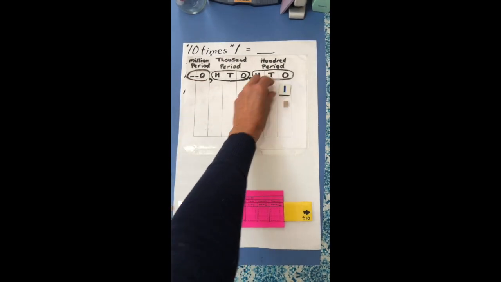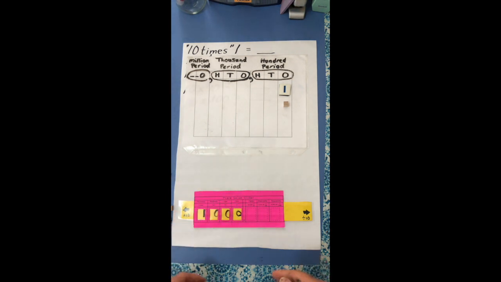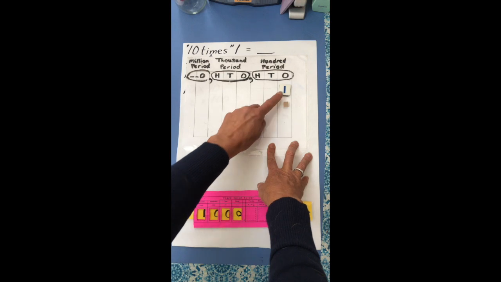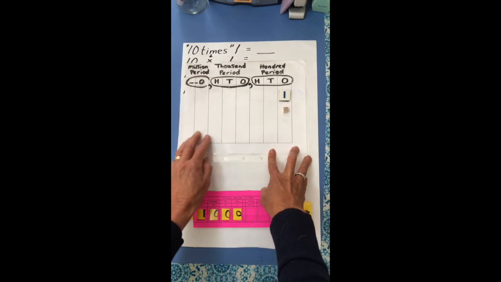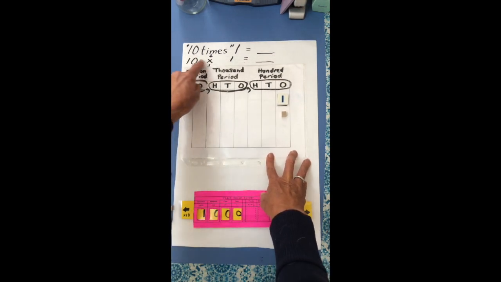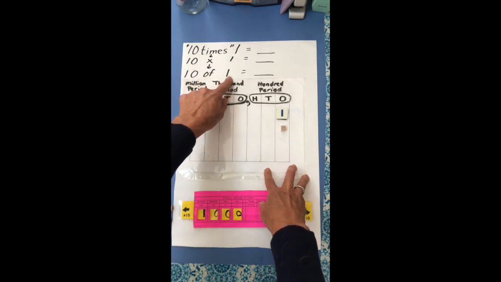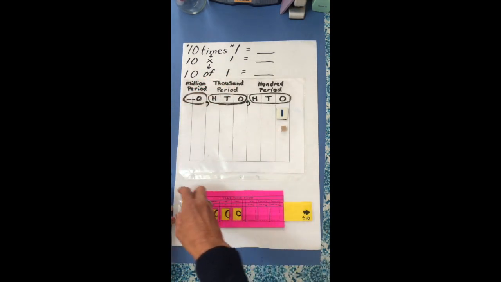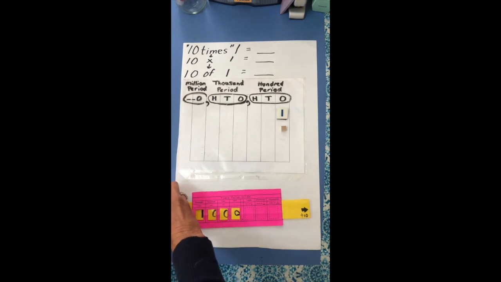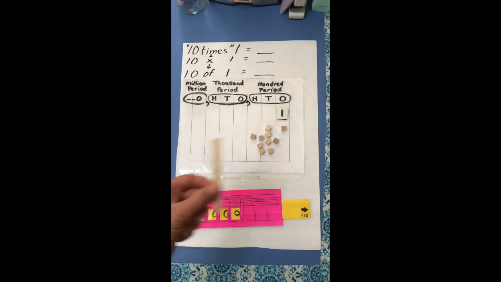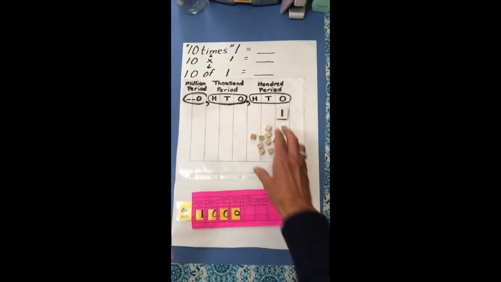Okay. So what I'm going to do is 10 times 1. So I have 1 here, and I'm going to do 10 times 1. I could write that as 10 times 1, or I could write that as 10 groups of 1. So if I take 1 and I do that 10 times, I have this many, which is equal to 10.